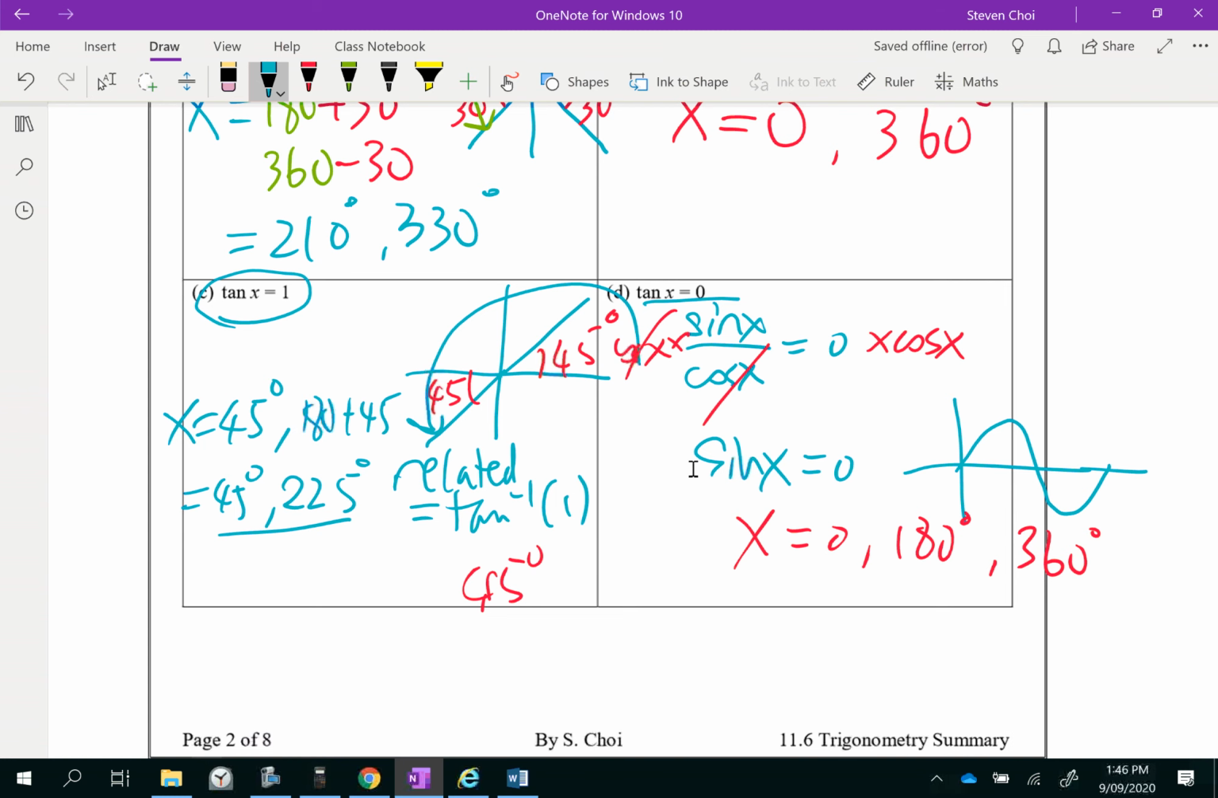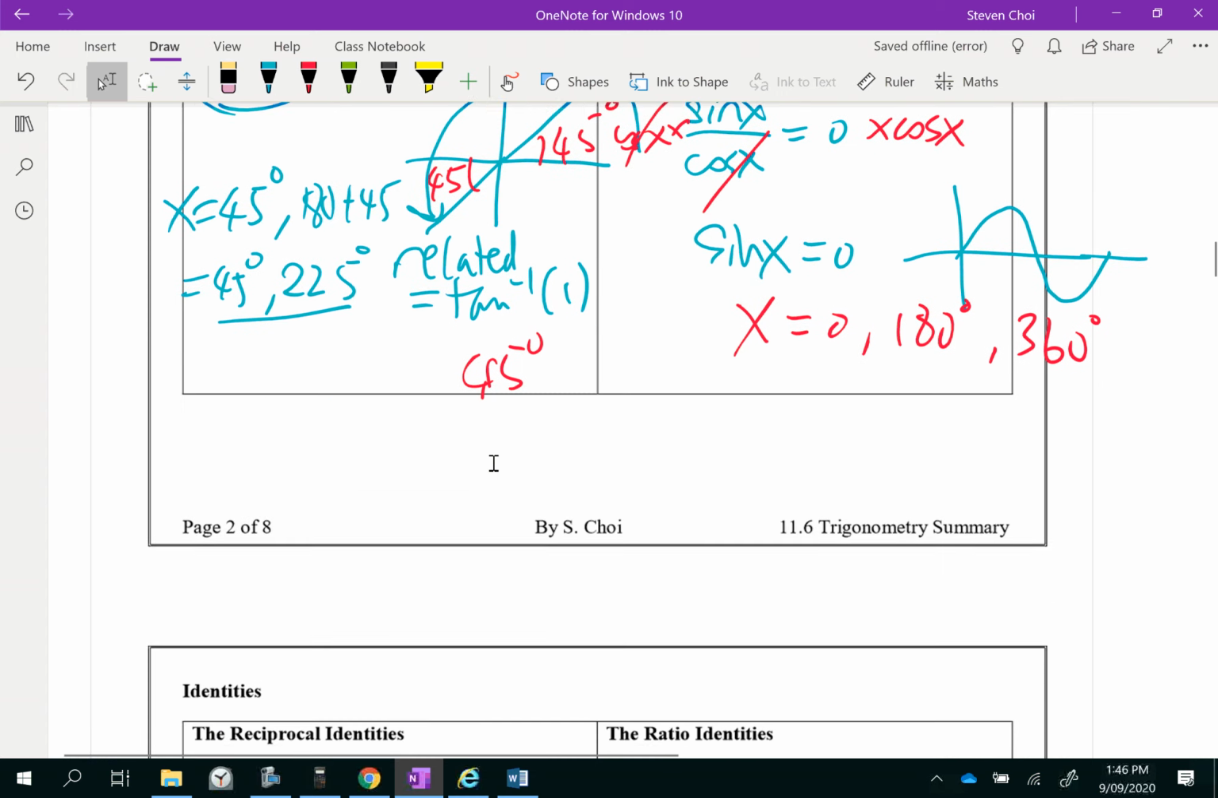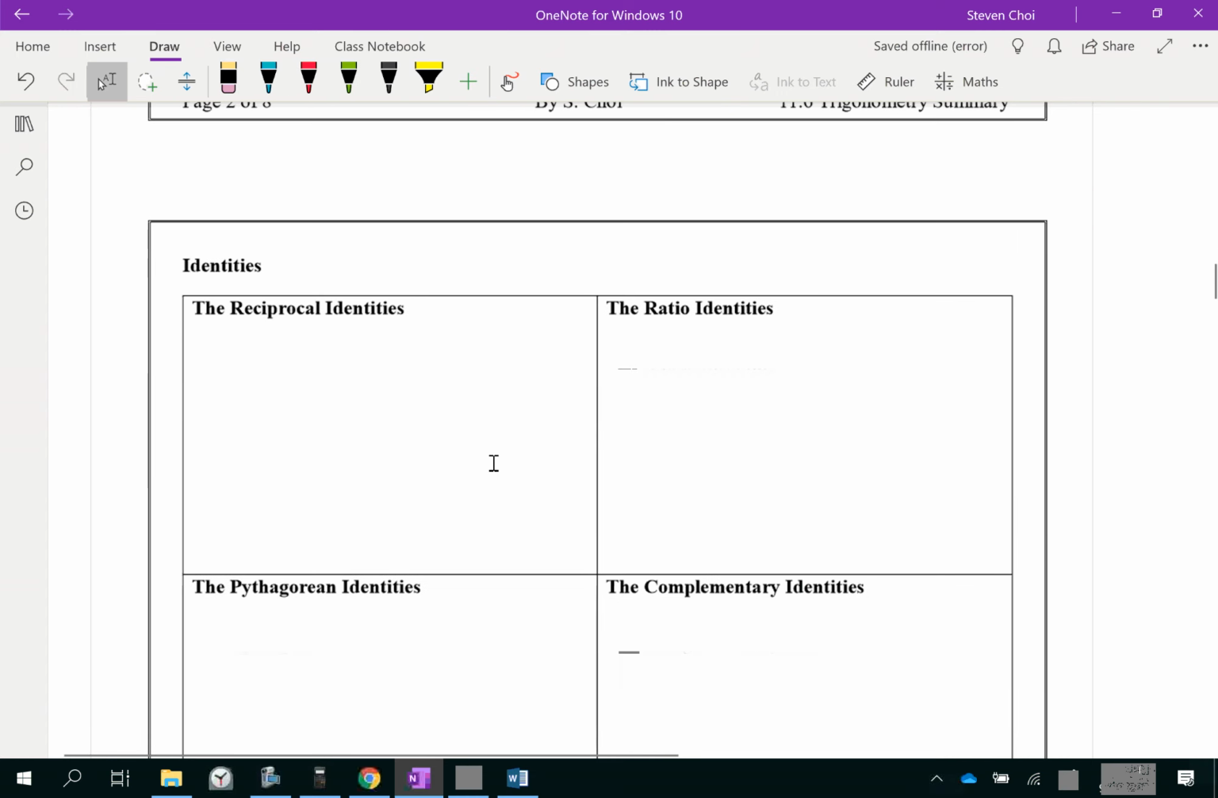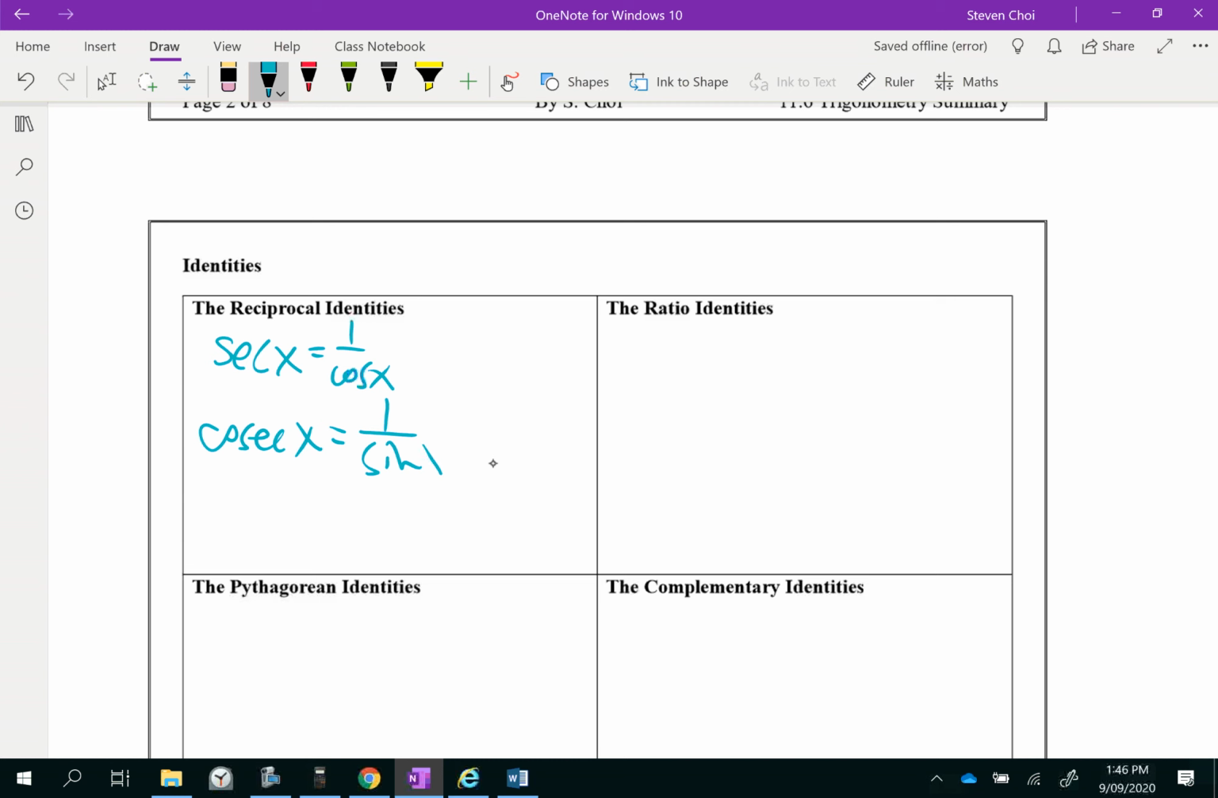The next thing we're going to do is to revise all the identities. Some of it are on the reference sheet, but you're advised to memorize all the identities. So let's revise some of these. Okay, reciprocal identities. So these are sec x equal to 1 over cos x, cosec x equal to 1 over sin x, and cot x equals to 1 over tan x.